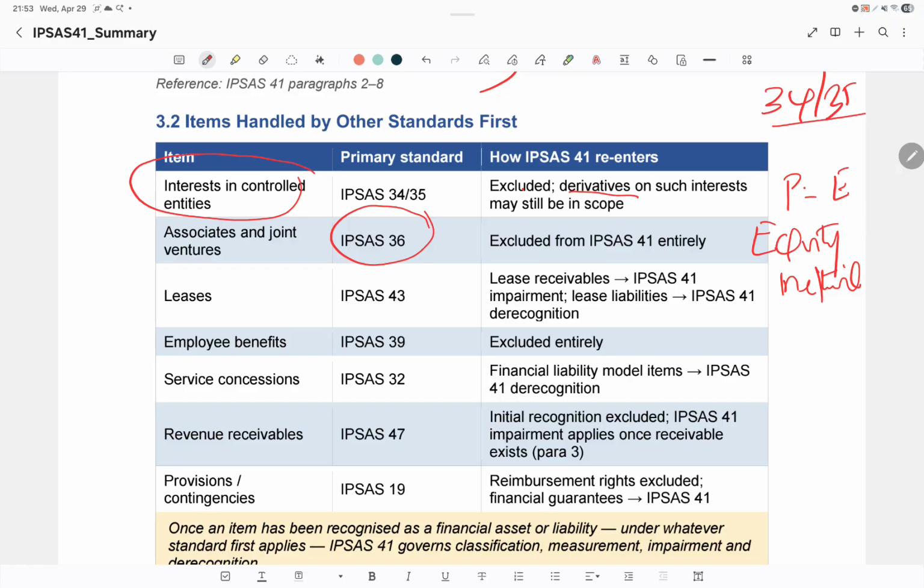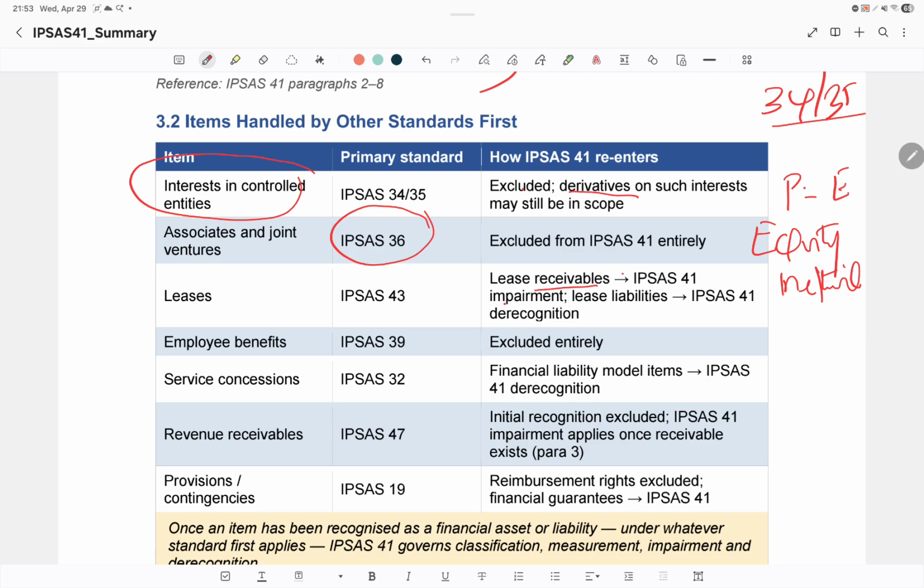Leases fall under IPSAS 43. Once a lease becomes a receivable, the impairment and lease liabilities recognition are covered under this IPSAS 41. Employee benefits are excluded entirely. Service concession arrangements, for example the expressway you see, are under service concession. There is the financial liability model items. So IPSAS 41 covers the derecognition part.